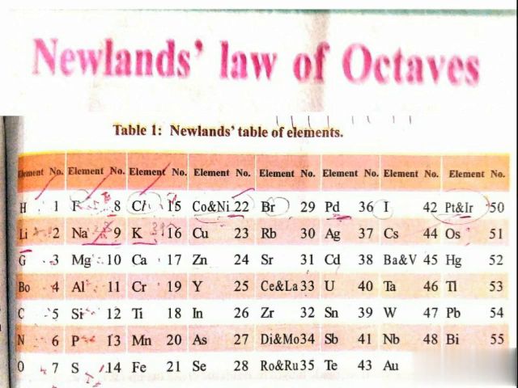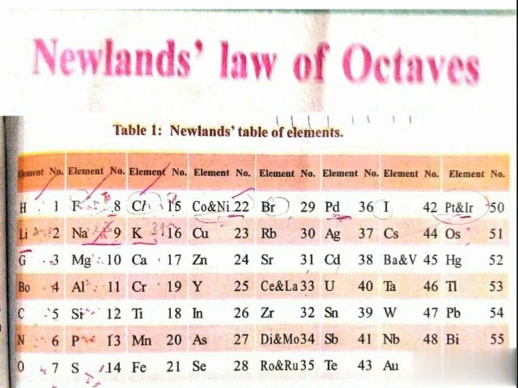Once you observe the Newland table, the first element is hydrogen. First hydrogen, after that lithium 2, then 3, 4, 5, 6, 7. The eighth element is fluorine. If you start with hydrogen and move down, the eighth element is fluorine. And the next eighth element is chlorine.